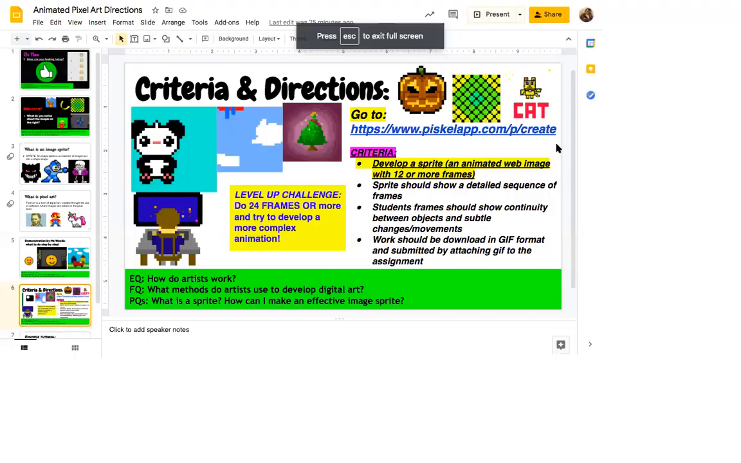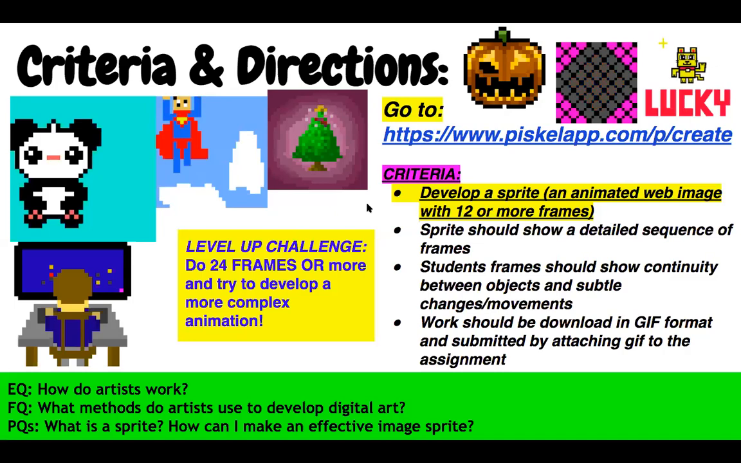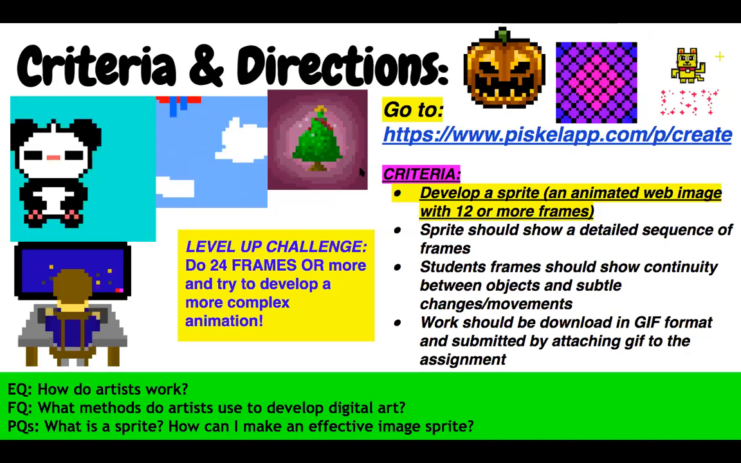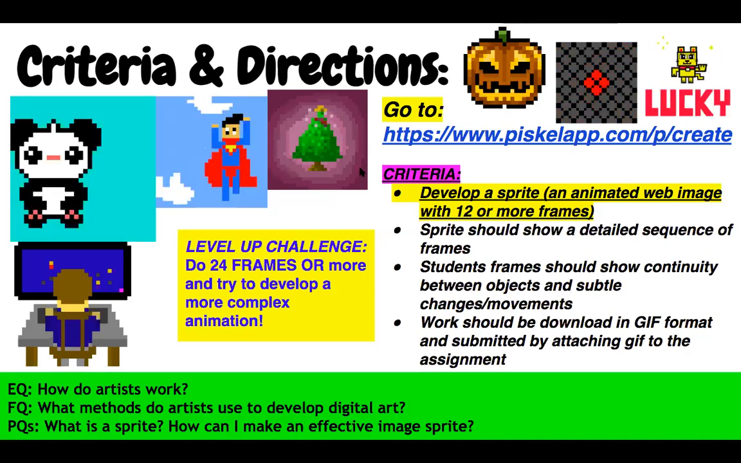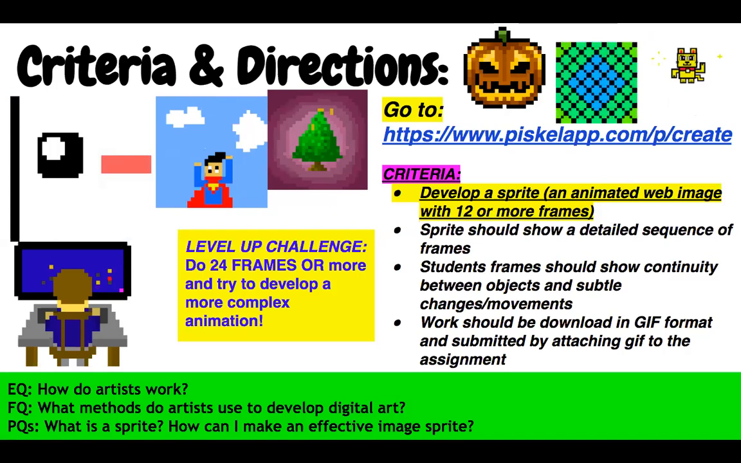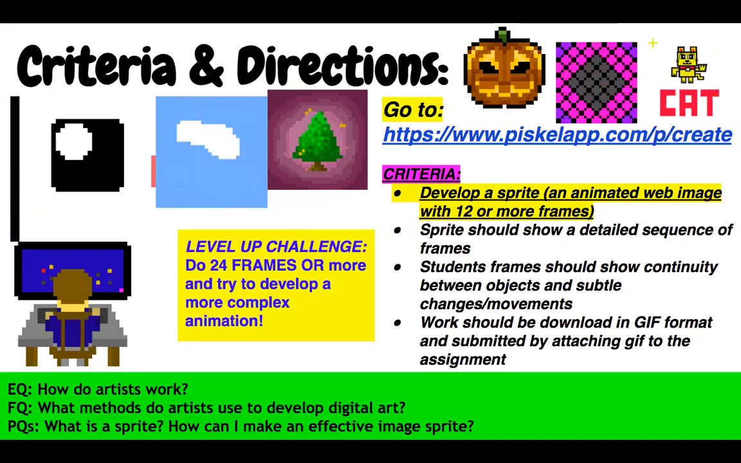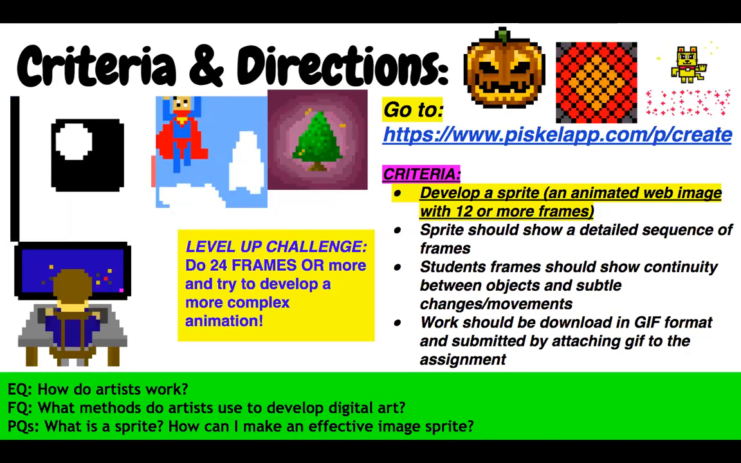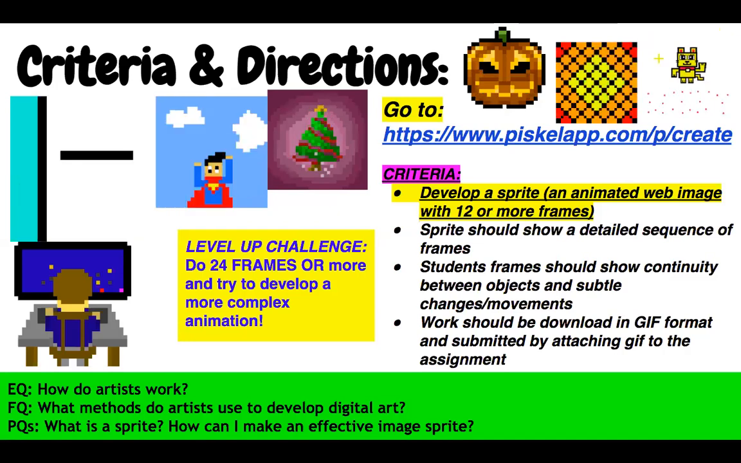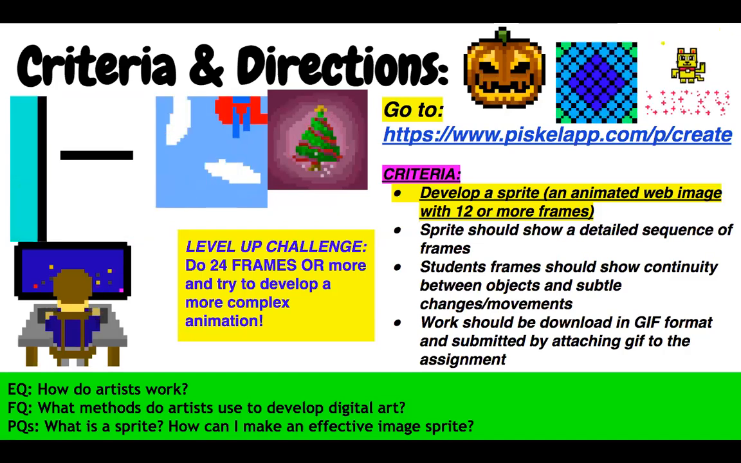So when you're making this, just remember that I'd like to see at least 12 frames. And if you do more, you can also get extra credit. It should show a detailed sequence of frames, and they should show continuity between objects and subtle changes in movements, because if things aren't subtle, it looks a little more unrealistic, or a little weird. Like some of you pointed out that one of the things in mine looked a little jarring and stood out. So you want to fine tune it and make sure that it moves smoothly.